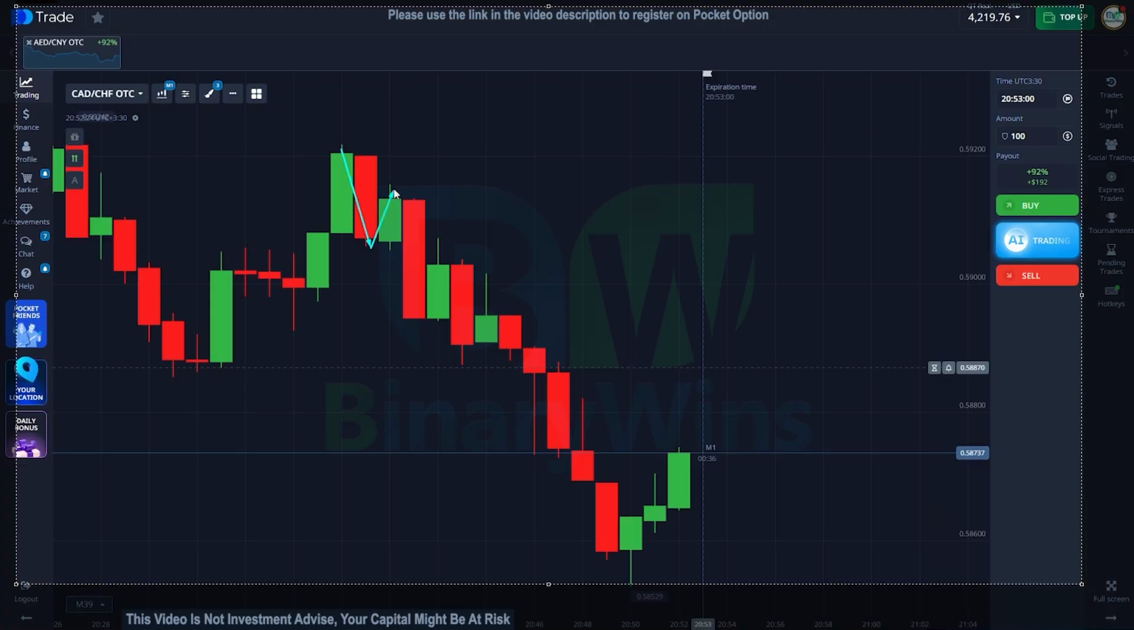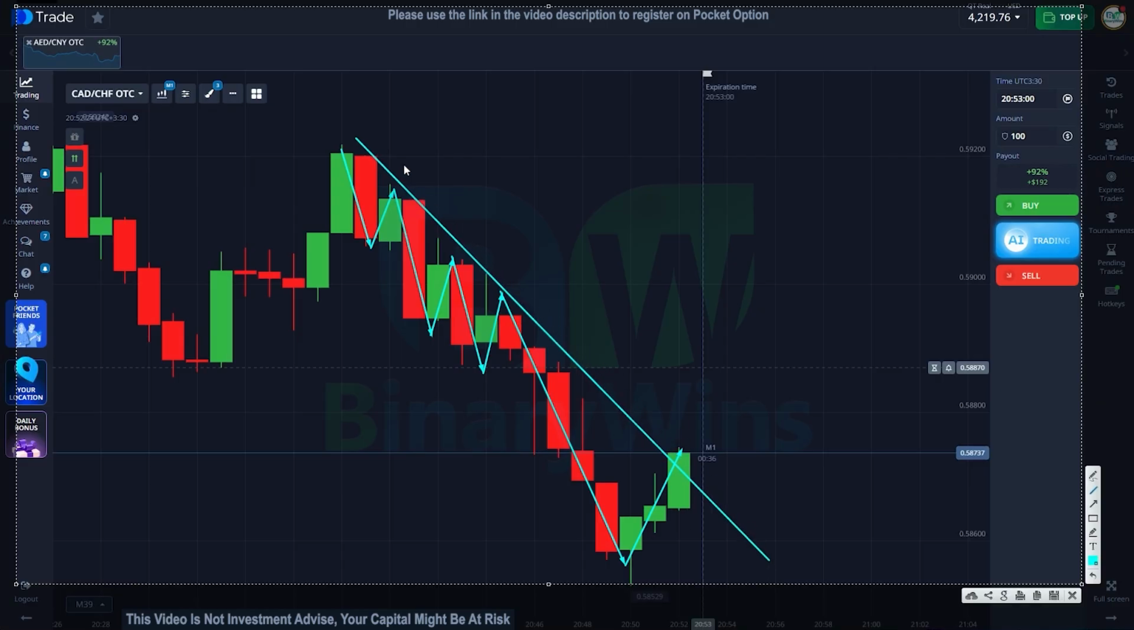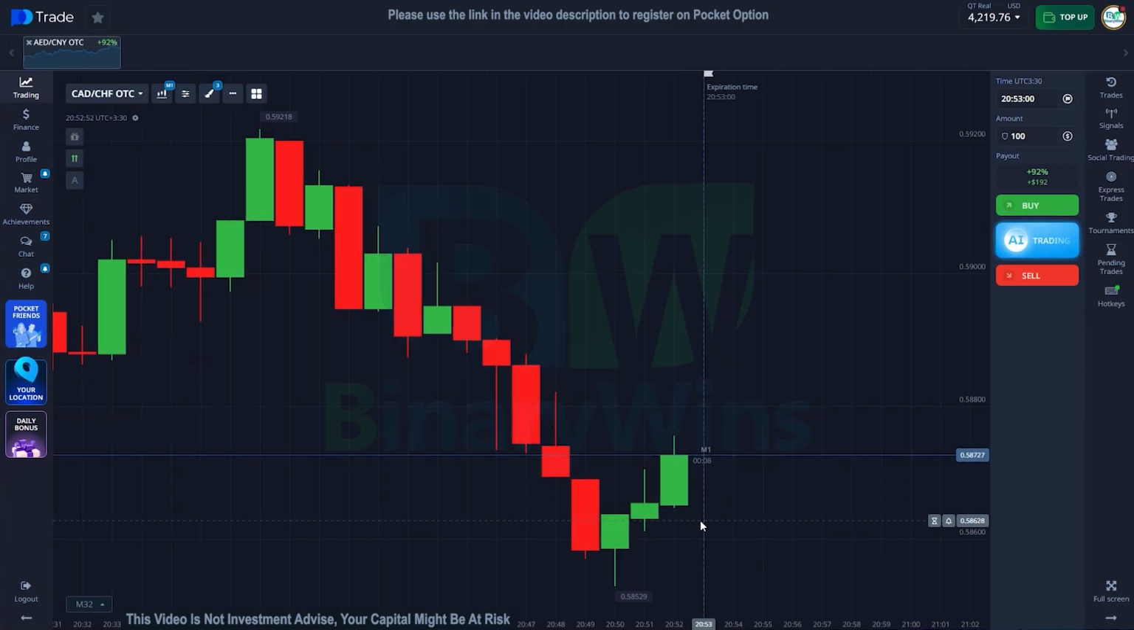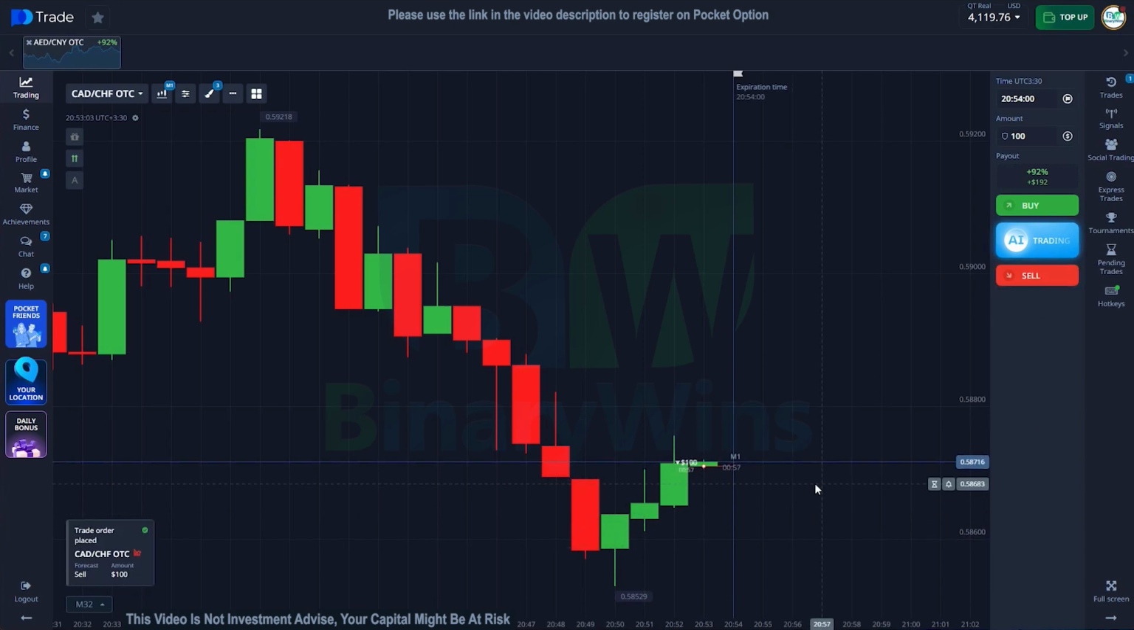Look, here, we have a downtrend. I can also draw a trend line and identify the seller's range. On the other hand, bullish momentum is forming. I entered the lower trade.